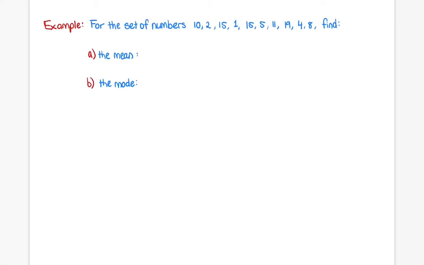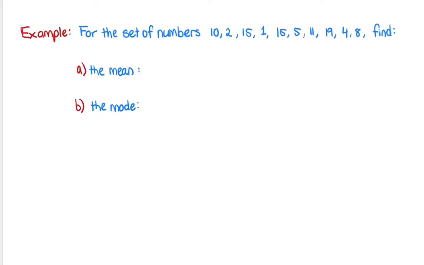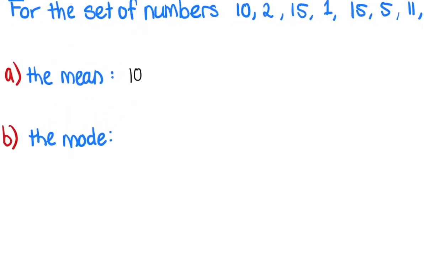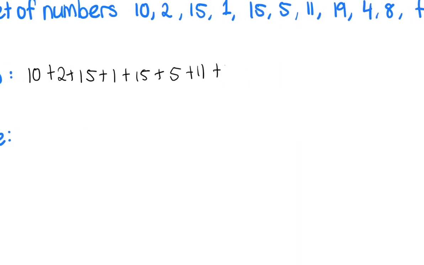Okay, so to find the mean, you've got to add up all of these numbers and then divide by how many numbers there are. So let's write it out a long way. So you go 10 plus 2 plus 15 plus 1 plus 15 plus 5 plus 11 plus 19 plus 4 and plus 8. Okay, and we'll see how many numbers there are. So there's 1, 2, 3, 4, 5, 6, 7, 8, 9, 10. So there's 10 numbers. So once we get an answer to that, we will divide it all by 10.